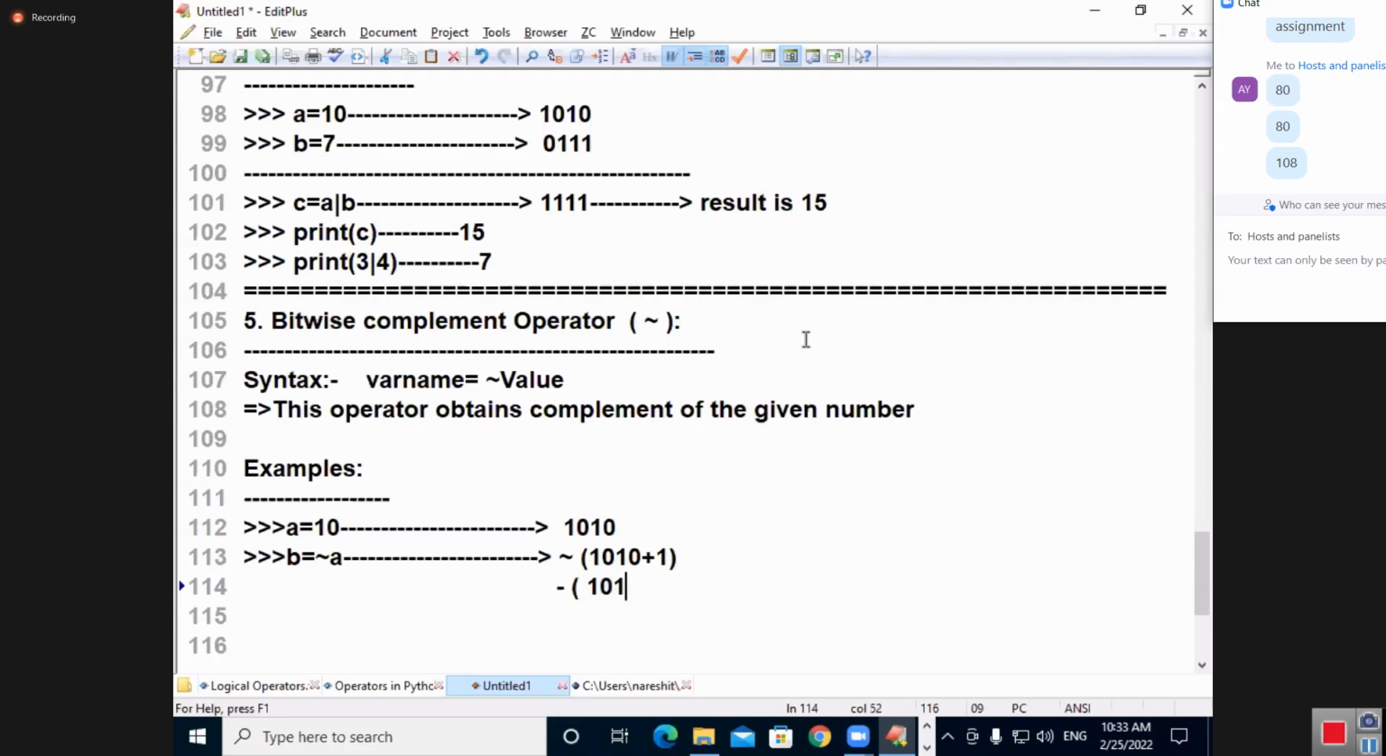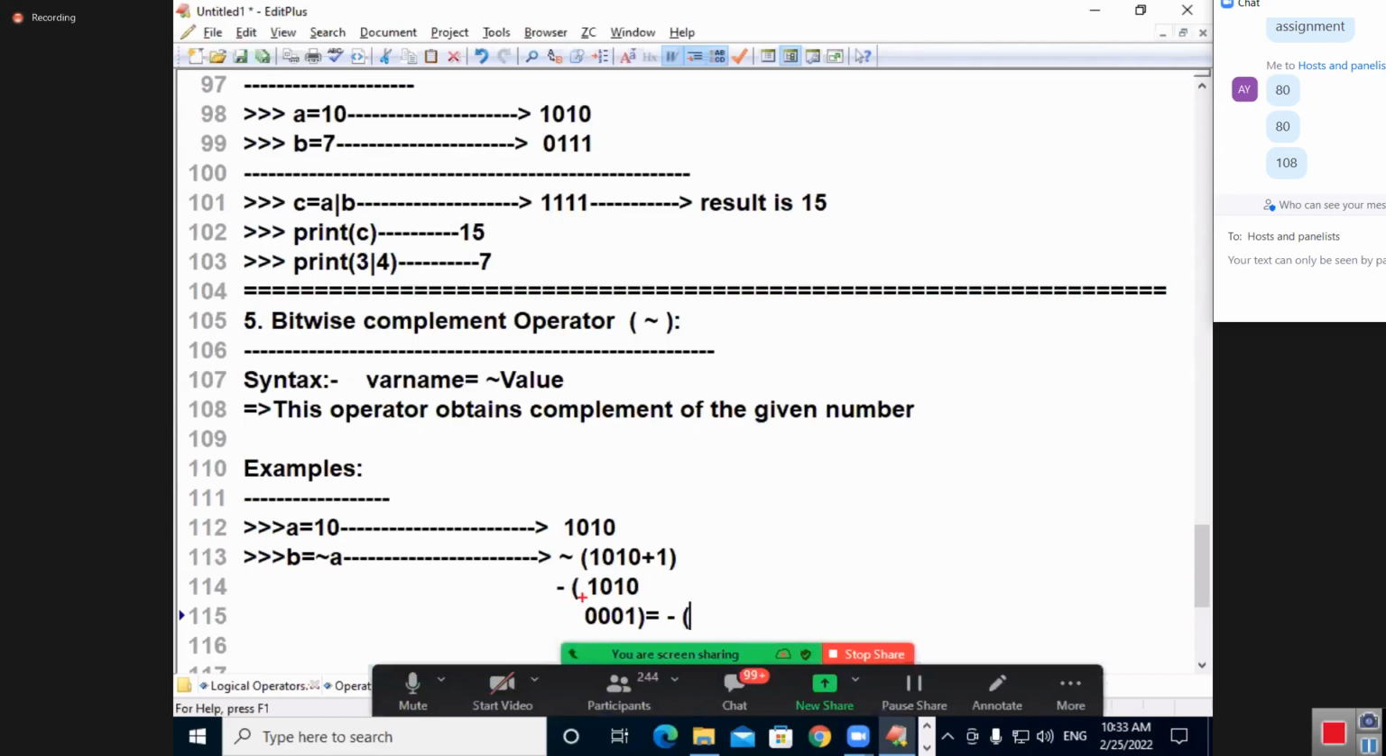The moment you add it, it is going to be taken as minus of 1010. For that, 1 is added. 1 is added means 0001 is added. Then it is going to become what? Minus of the operator applied. You see, first 1 and 0, both of them added, how much is that? 1. Next 0, 0, next 0. Next 1, 0, 1, 0, 1, which is equal to what? Minus 11 is the answer.